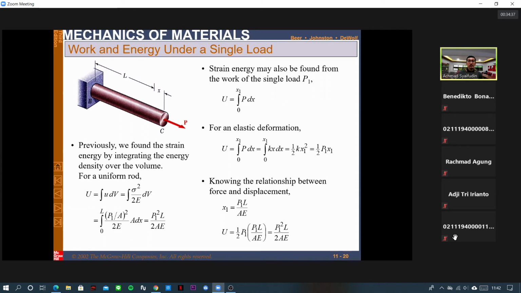Yeah, from this slide, you can see that there are two ways to obtain the strain energy formulation. There are two ways: from the work, and the second one from the stress. This one is from the relationship between stress and strain, and the second one from the relationship between work and strain energy.